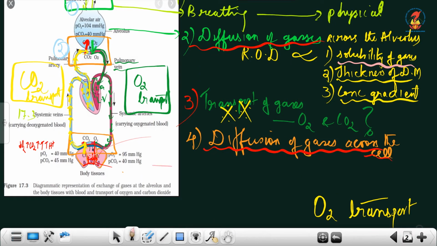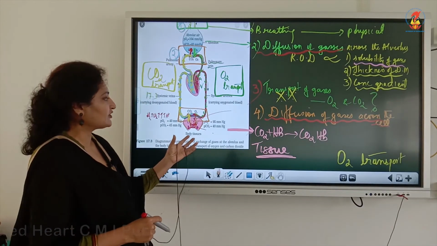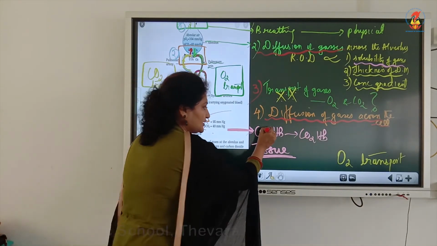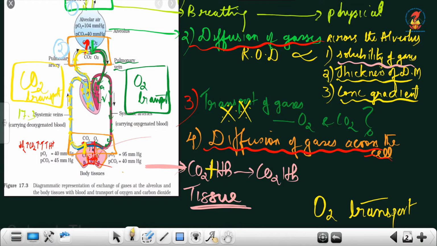This carbon dioxide is combining with hemoglobin where? In the tissues. So, this is happening in the tissues. What is happening? Association of carbon dioxide with hemoglobin is occurring in the tissues. So, finally you are going to say the conditions that are favorable for bringing about this association. Once again I am reiterating, the association of the carbon dioxide with hemoglobin is brought about by some factors at the site of the tissues.